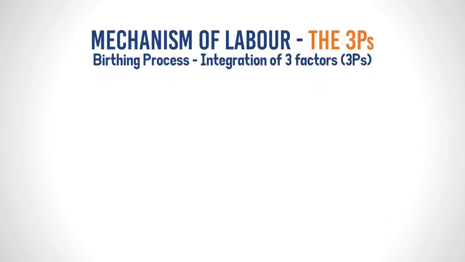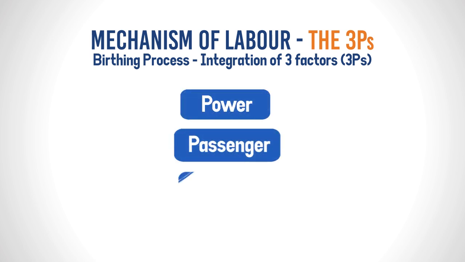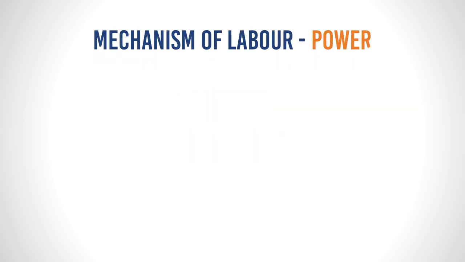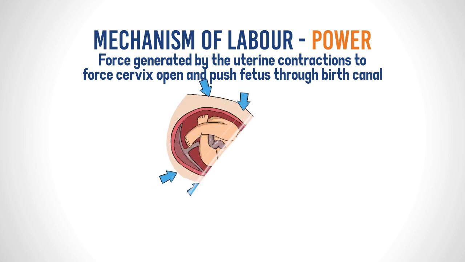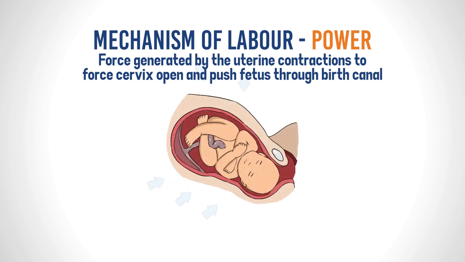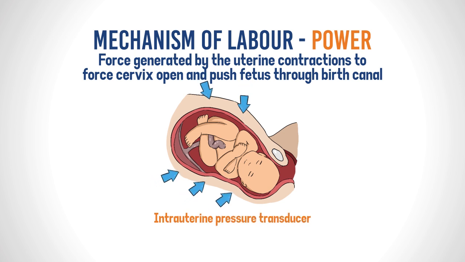The successful culmination of the birthing process is governed by a complex integration between 3 mechanical factors: power, passenger, and passage, the 3 Ps. Power refers to the force generated by the uterine contractions to force the cervix open and push the fetus through the birth canal. These forces can be measured by using an intrauterine pressure transducer and calculated quantitatively as Montevideo units, but this method is invasive and generally reserved for research use only.